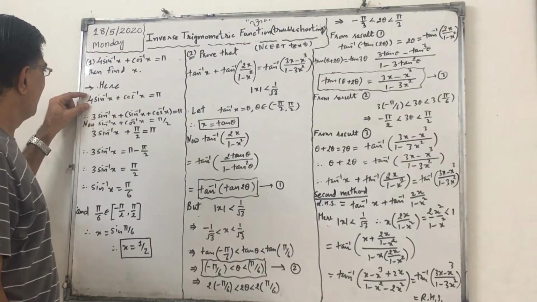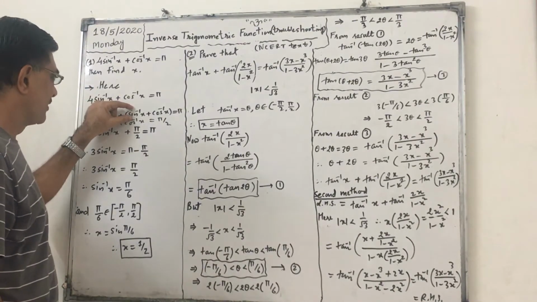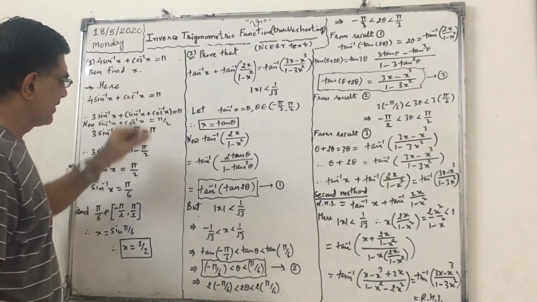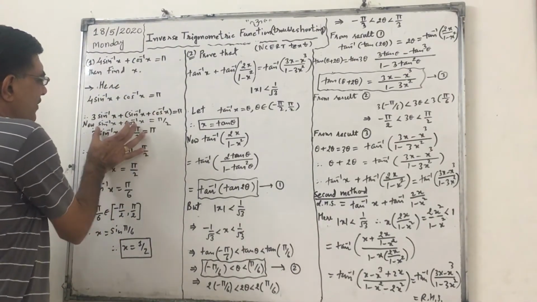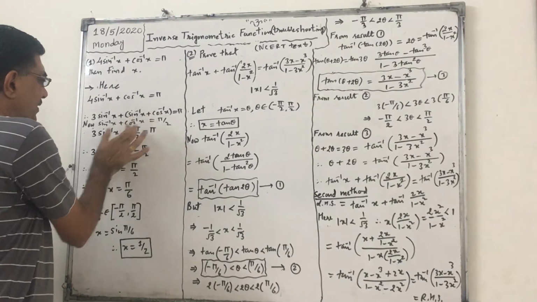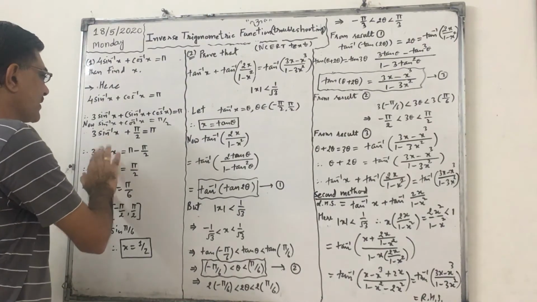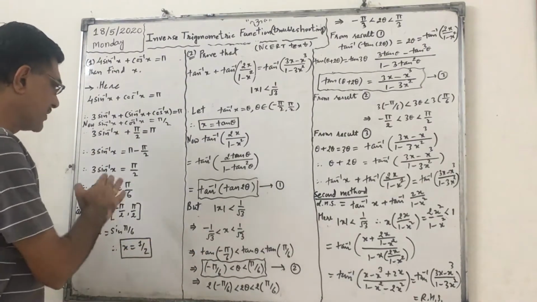Therefore we can write this 4 sin inverse x as 3 sin inverse x plus sin inverse x, and this plus cos inverse x. Now we know that sin inverse x plus cos inverse x equals pi by 2. So we can put pi by 2 for this bracket. So 3 sin inverse x plus pi by 2 equals pi. So 3 sin inverse x equals pi minus pi by 2, that is pi by 2.